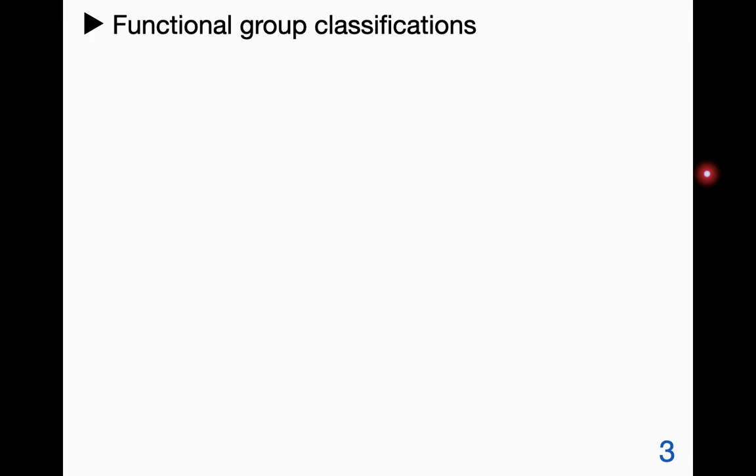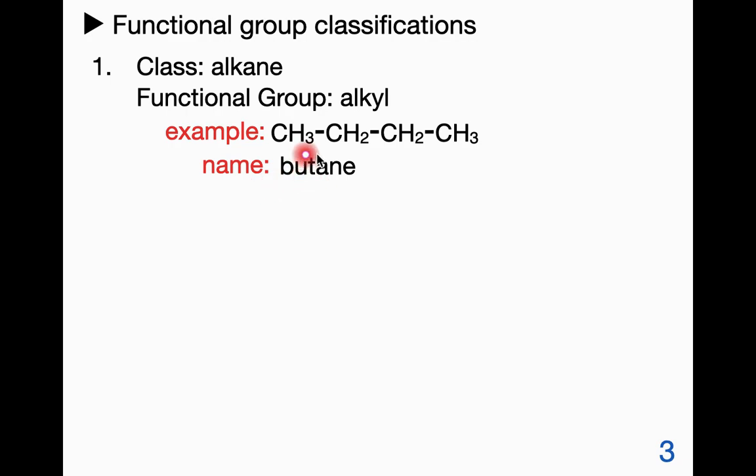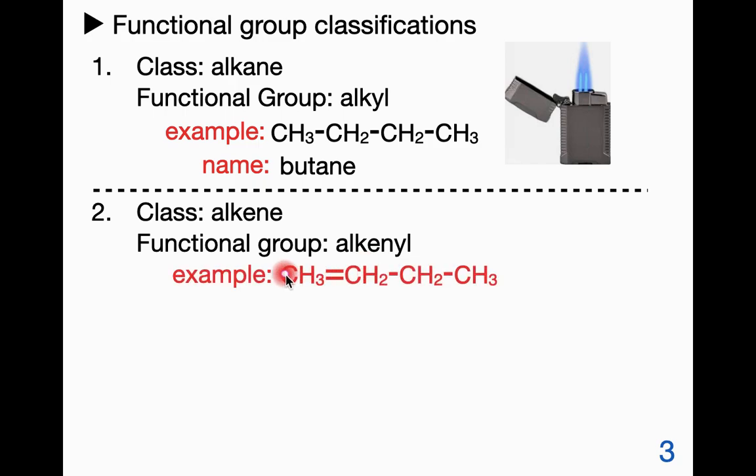So I'm going to go through these pretty quickly, the first 3. An alkane functional group is the alkyl, and that means simply that it's nothing but hydrocarbons with single bonds. It's called an alkyl group, or the functional group. So that would be butane. It's a butane lighter. An alkene has the alkenyl functional group, which refers to the double bond between 2 carbons. The name of this would be but-1-ene.